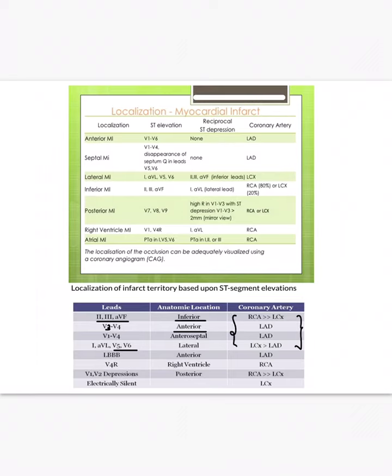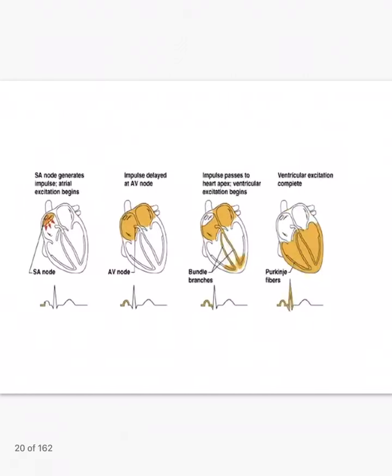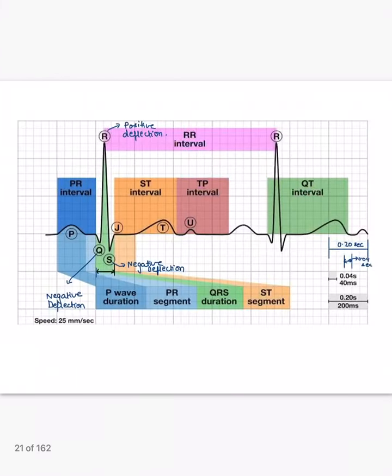So this is most likely the artery involved. In inferior, it may be the right coronary artery or the left circumflex artery. Anterior is the left anterior descending artery. Anteroseptal is also the left anterior descending artery. And lateral may be either the left circumflex artery or the left anterior descending artery. So this is what you need to know, and this is how the impulse is transmitted.